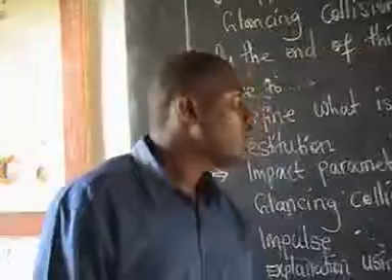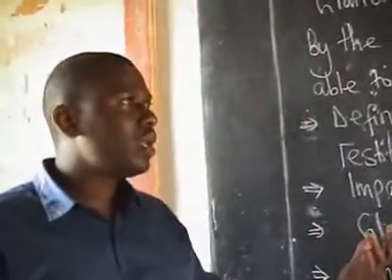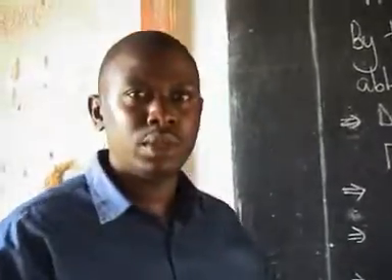We are going to look at glancing collisions. We shall also look at impulse. We shall look at some of the explanations. We shall also look at calculations involving glancing collisions. So let's begin. You may be asked to define what is meant by coefficient of restitution.